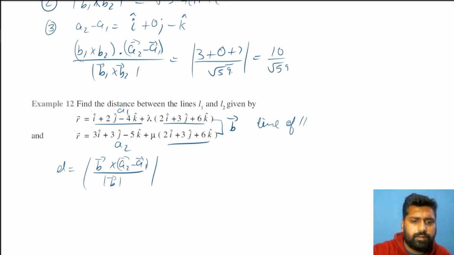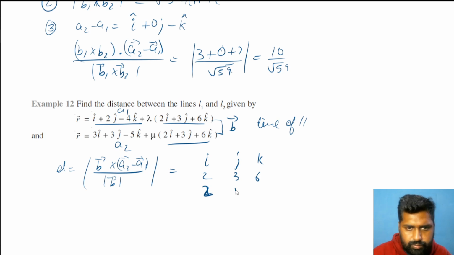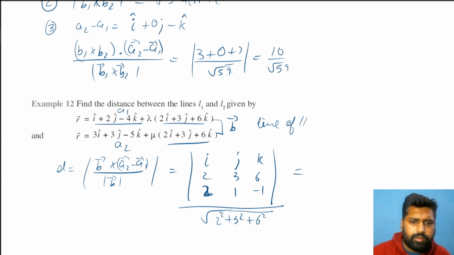So cross product, B vector is, so i, j, k, B vector is 2, 3, 6, A2 minus A1 is 3 minus 1, 1, 2, 3 minus 2, 1, minus 5, minus of minus 4, so plus 4, it will become minus 1. You calculate this and then you calculate the magnitude of B, square root of 2 square, 3 square and 6 square. So if we solve the cross product, we get magnitude, another mod is there.